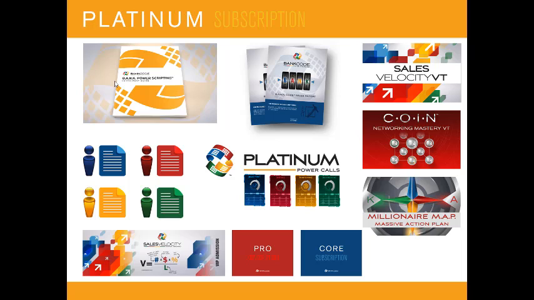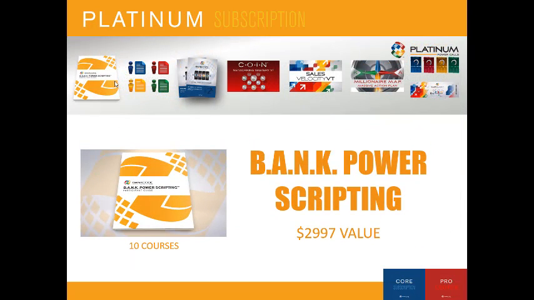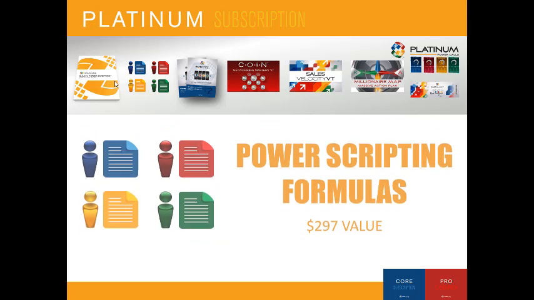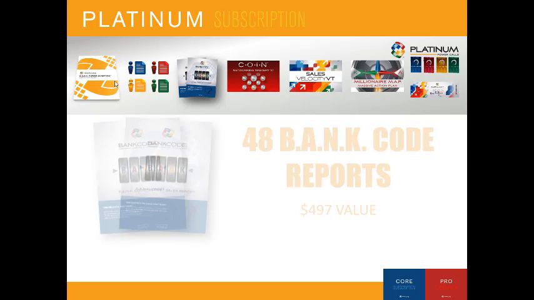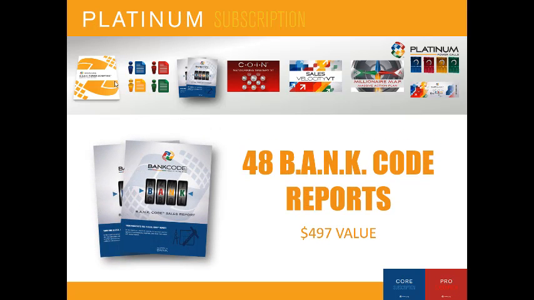Then we move on to the Platinum subscription. Platinum subscription, of course, includes all of the previous levels, the Core, the Pro, but it also includes Bank Power Scripting. This is how to write copy so it fits each of the BANKCODE personality types that you'll be working with. It includes Power Scripting formulas. That's $297 value. It includes 48 BANKCODE reports.